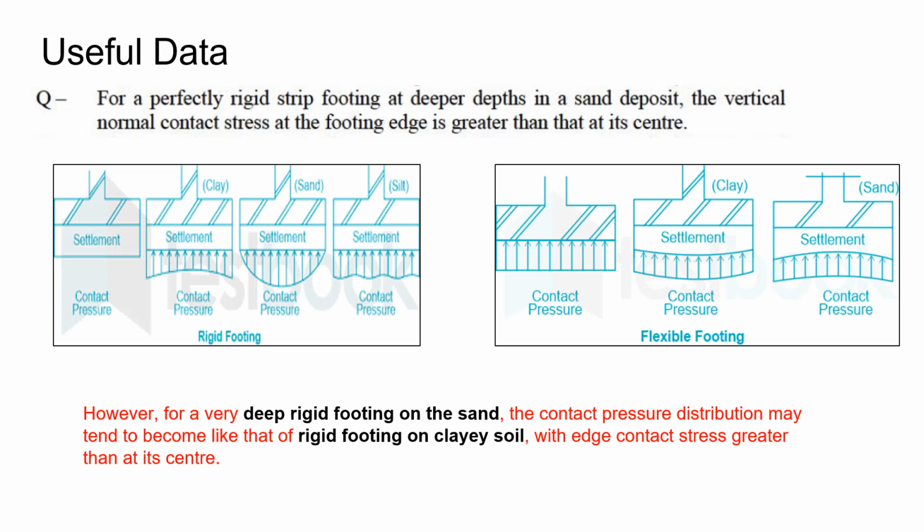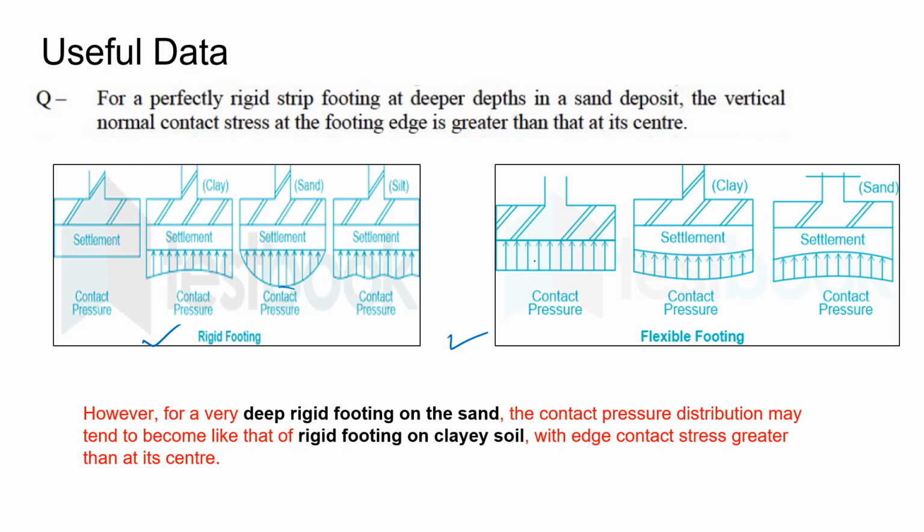Now coming to the second statement, which says that for a perfectly rigid strip footing at deeper depths in a sand deposit, the vertical normal contact stress at the footing edge is greater than at its center. Here we have a rigid footing and a flexible footing, and we can see their settlement and contact pressure in different soils. For rigid footing, the settlement will always be uniform, for any kind of soil. But in case of clay, the contact pressure is higher at the edges and somewhat lower at the middle portion. In sand, the settlement is uniform, but the contact pressure is very low at the edges and very high at the center.